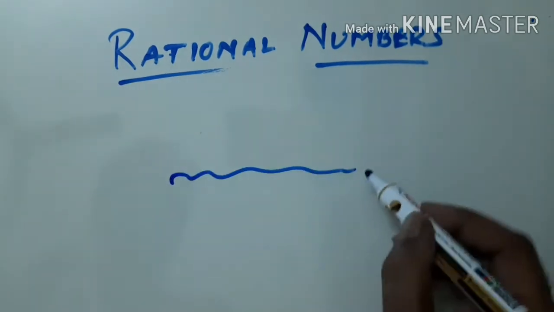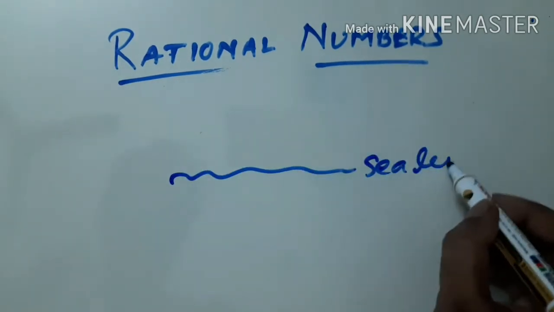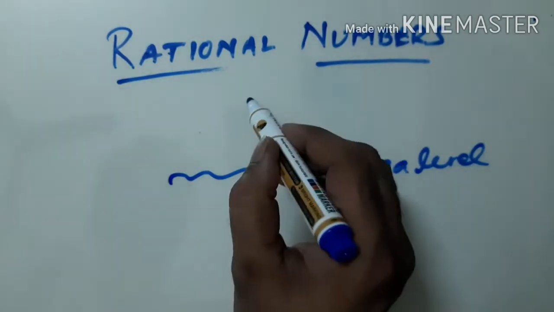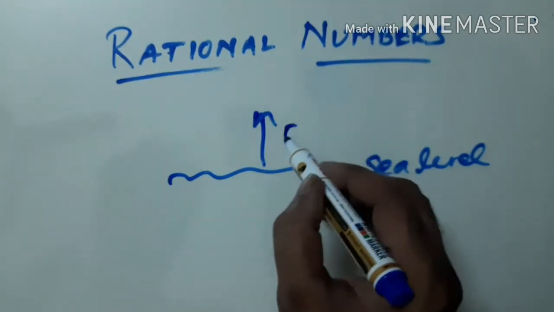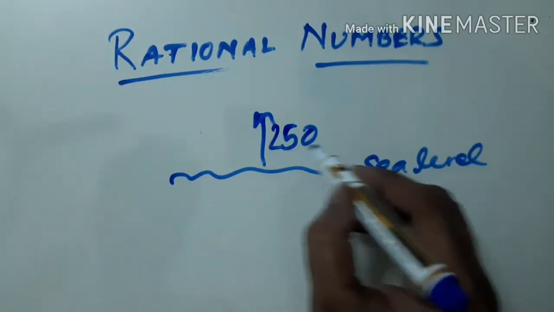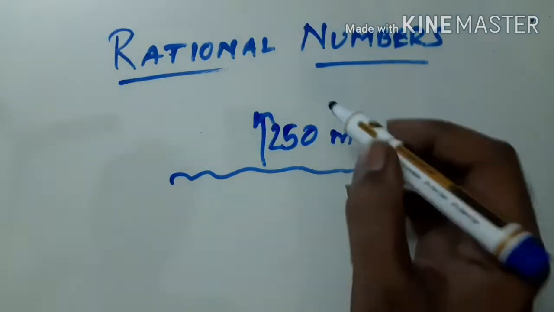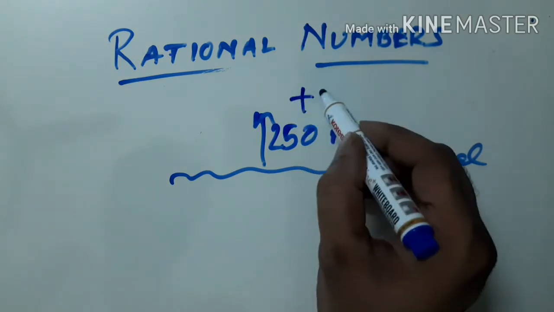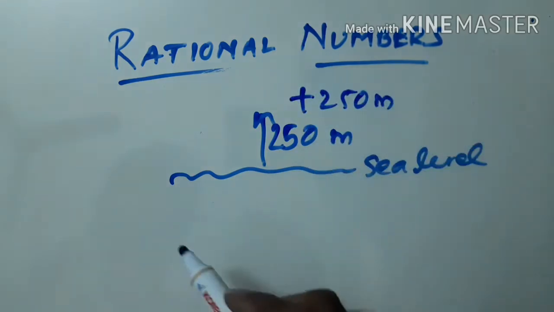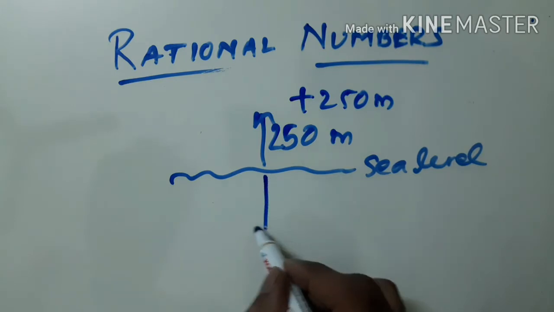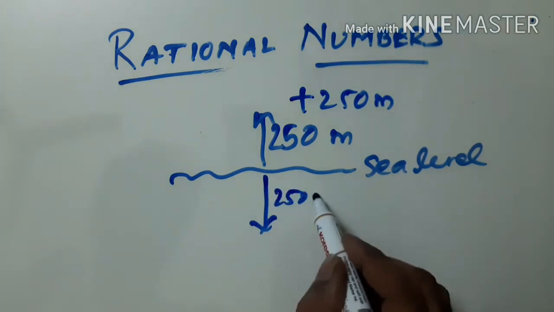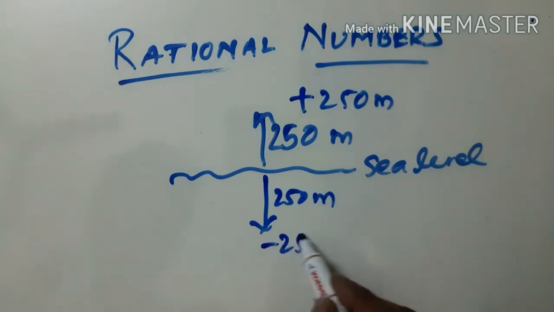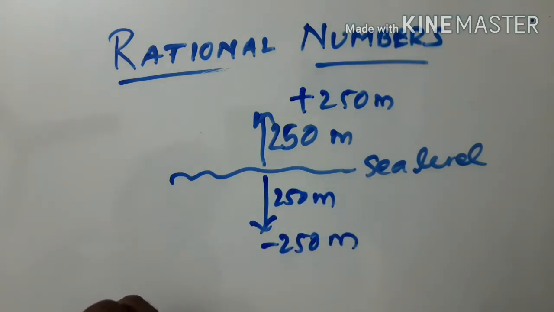Suppose this is the sea level. If something is there above the sea level, suppose 250 meters above, we denote it as plus 250 meters. And suppose something is there below the sea level, 250 meters, then we denote it by minus 250 meters. This one we have read in integers.